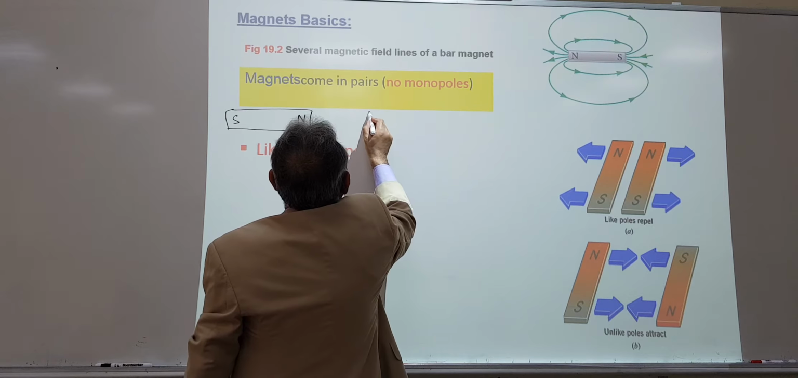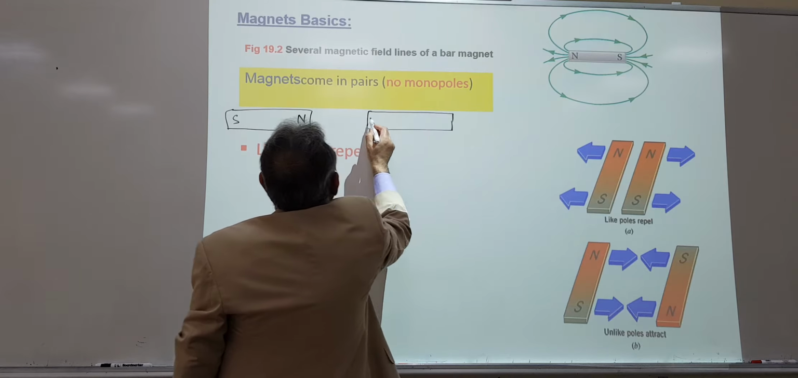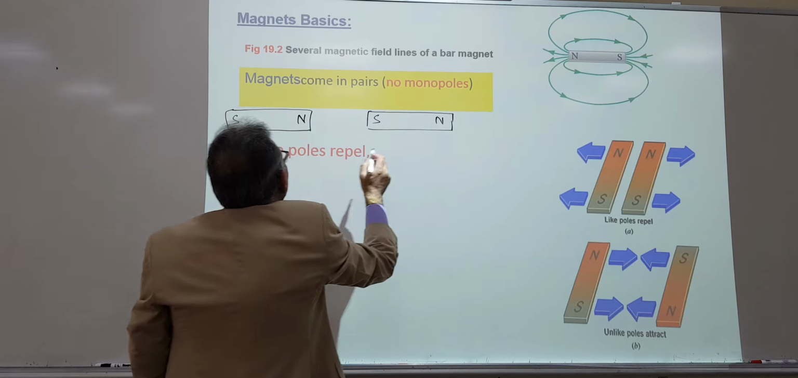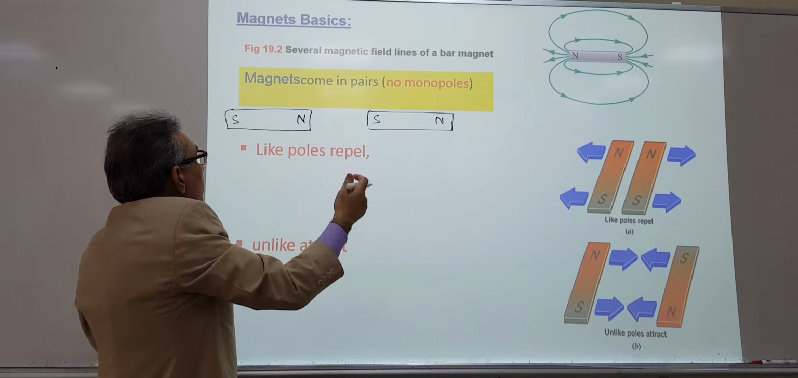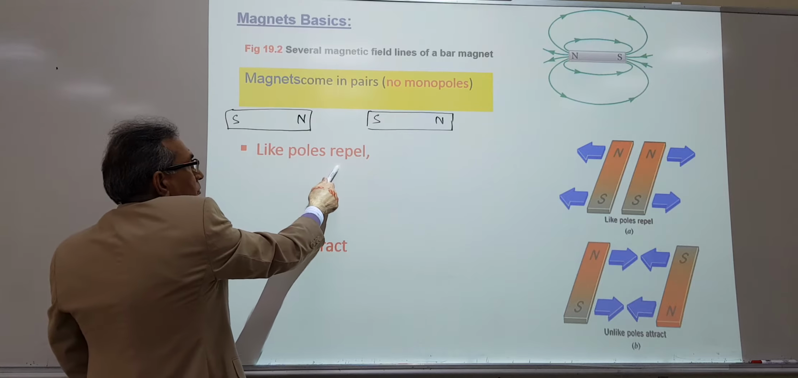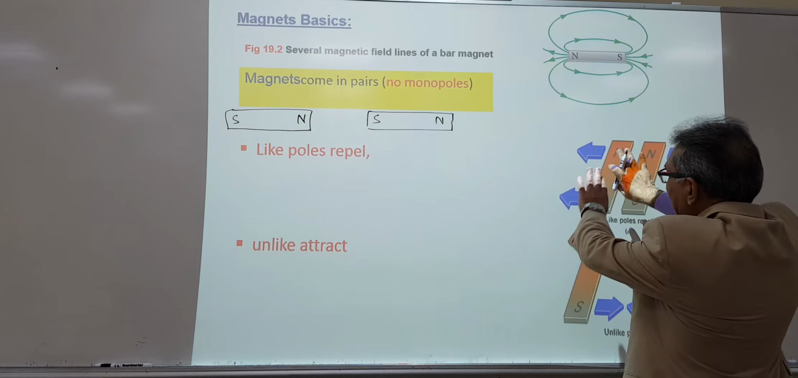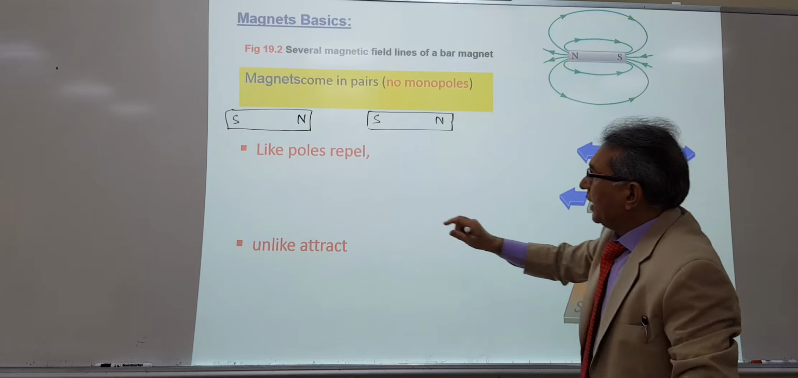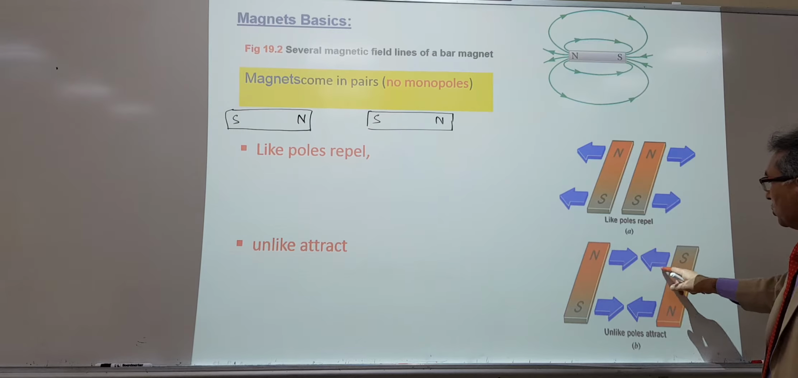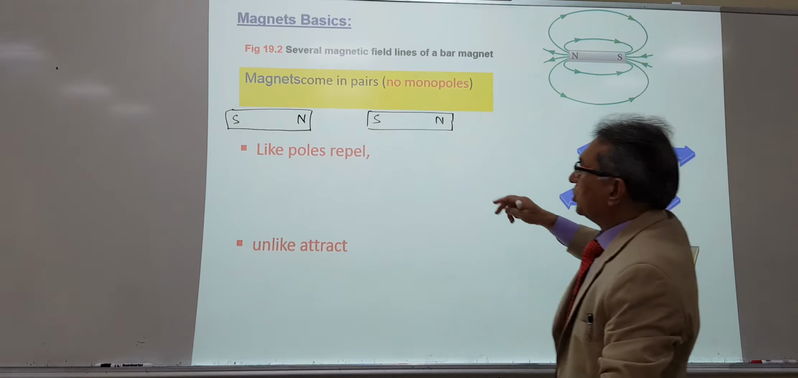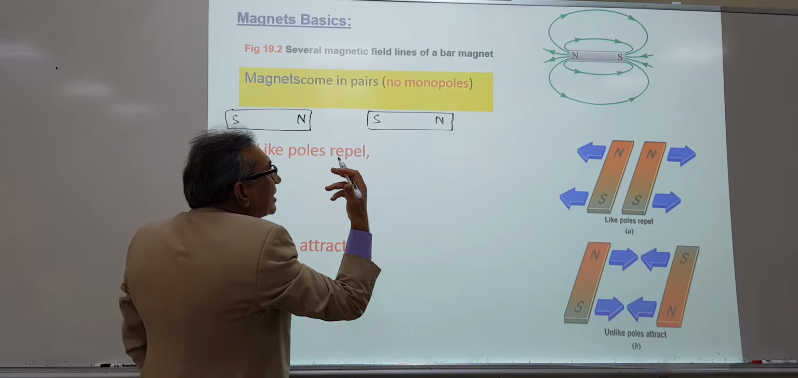If you have two magnets here, north of one near the south of the other, you know that like poles repel each other. If you have both north, or both south, they will repel each other. And unlike poles, like one north, one south, they will attract each other. So there is attraction here. I'm going to show it with the magnetic field lines.